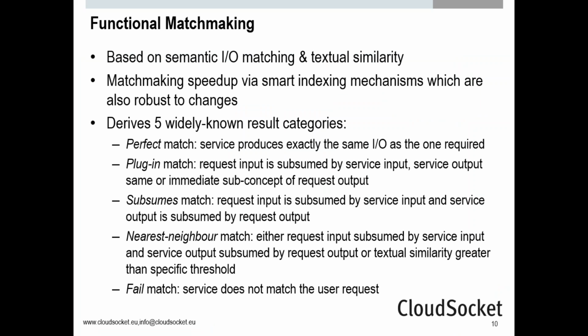Now let's move to the functional matchmaking. This type of matchmaking relies currently on the semantic input-output matching and on the textual similarity of the service specifications. It employs smart indexing mechanisms in order to speed up the matchmaking process, which are also quite robust to change. Actually, there are 5 main categories of results that can be produced via this functional matchmaking, which has also been proven in the past to lead to increased accuracy in the service matchmaking process.